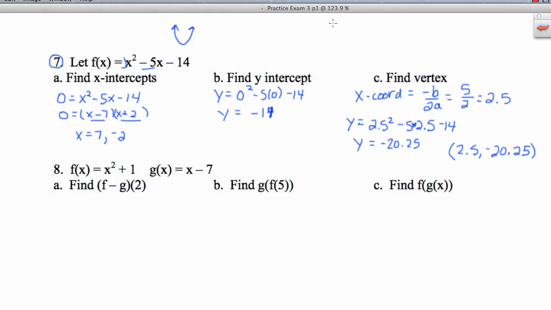So if I were drawing a picture of this, I would know that I'm going to cross the x-axis at 7 and negative 2. I'm going to have a y-intercept at negative 14. And a vertex at, let's see, 2.5. So right there, and negative 20.25. So I know that my parabola is going to have a shape like that. Good to review this. We haven't done this in a while, so make sure that you review this section.